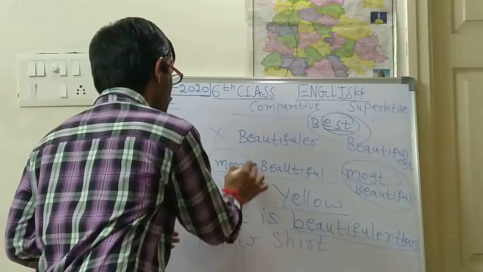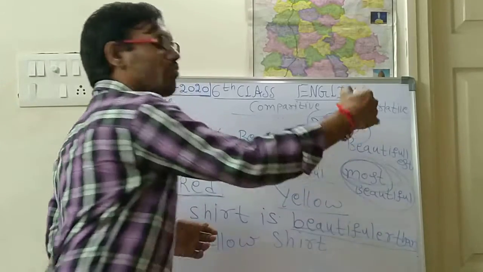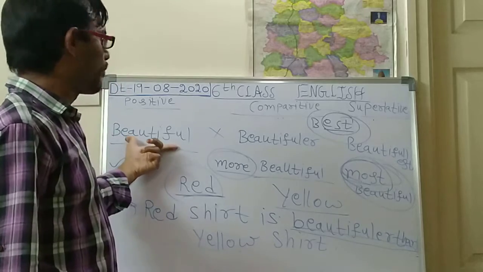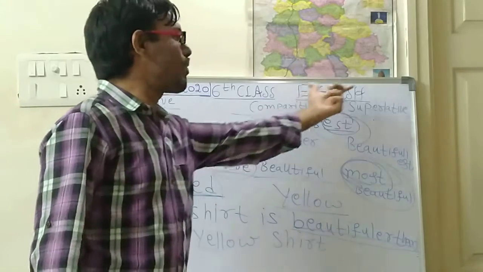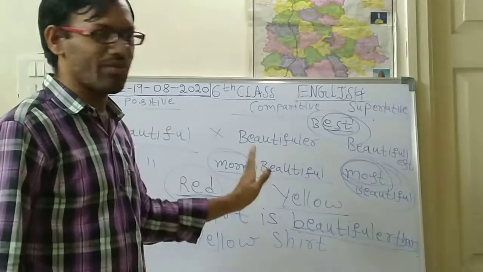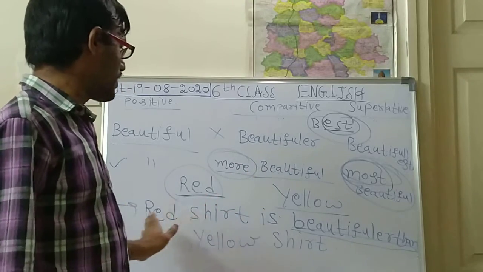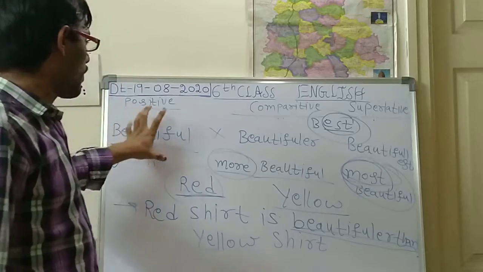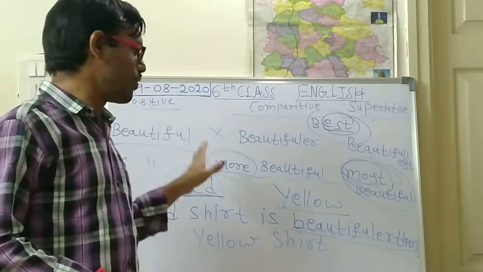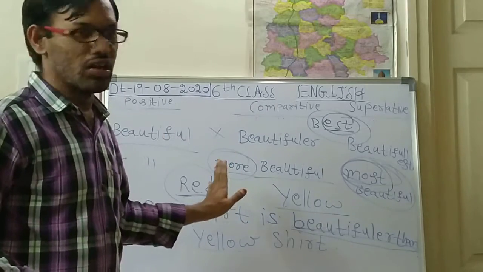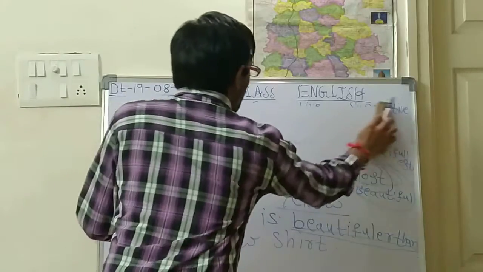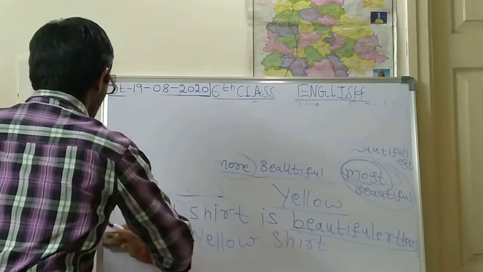So that's why we use "more beautiful" and "most beautiful" as clue words for the word beautiful, as comparative and superlative. I hope you have understood this concept very well. So this is about the concept of degrees of comparison. Hope you have understood this concept very well. So now we shall go with one more interesting topic.